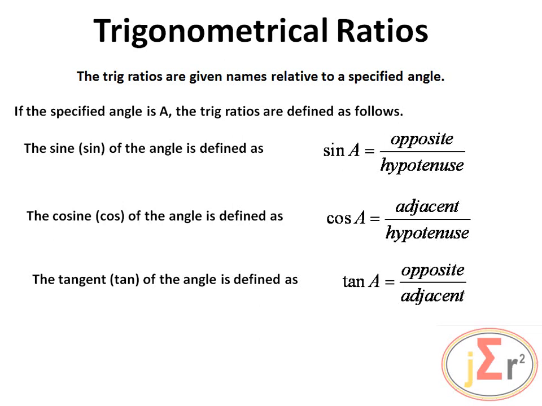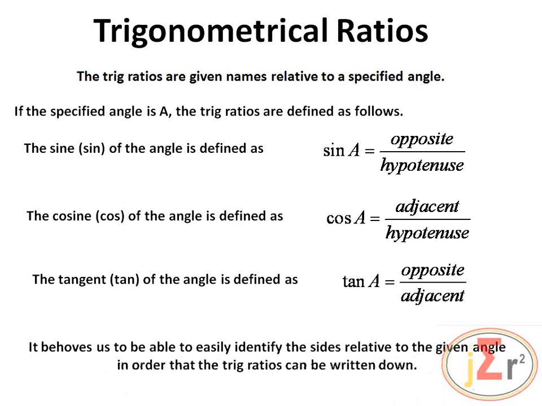And we are going to write those trig ratios on right angle triangles in a minute. So it behoves us to be able to easily identify the sides relative to the given angle in order that the trig ratios can be written down. So if we are going to write down trig ratios, we must be able to identify the sides as hypotenuse, opposite and adjacent relative to a specified angle. If we cannot do that, then we will not be able to write down the trig ratios.